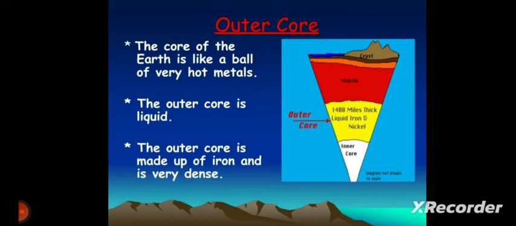Now see in detail. Firstly, we see the outer core. You can see in this diagram this yellow portion area, which we call the outer core. The core of the earth is like a ball of very hot metals. The outer core is in which form? In liquid form, and is made up of iron and is very dense.